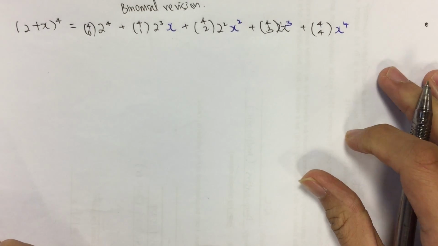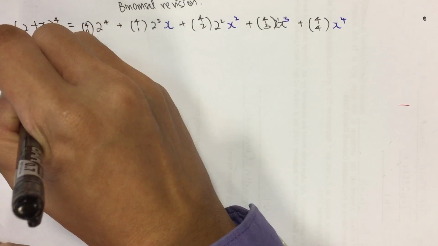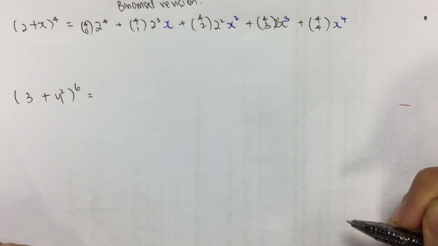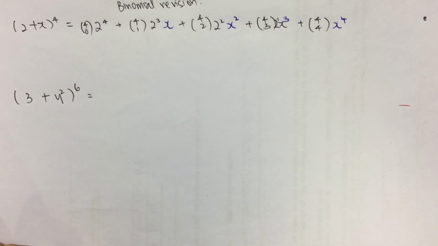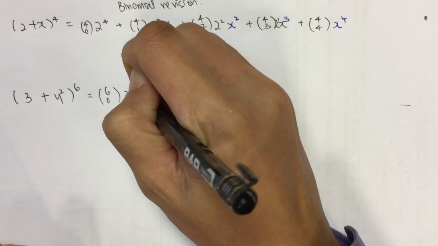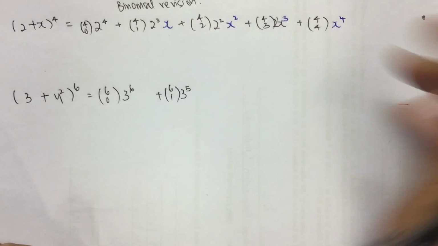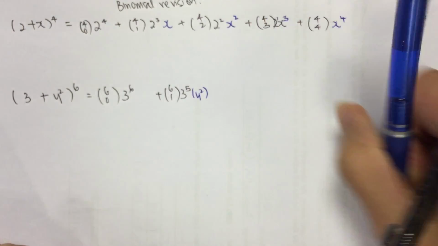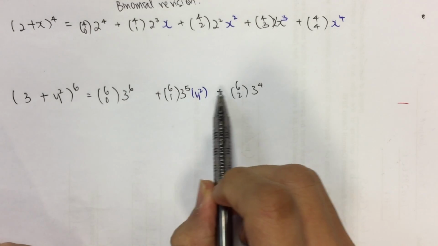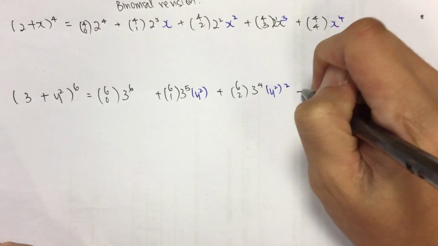Okay, I'm going to go to the next one. Alright, the next one will look like this: (3 plus y squared) power 6. Same thing, I want to expand this using my binomial theorem. I'm going to quickly do it. The first one will be 6C0, 3 power 6, followed by 6C1, 3 power 5, power reduced by 1, then the y squared term will come in power 1, plus 6C2, 3 power 4, because power reduced by 1 again, then y squared, whole thing squared.